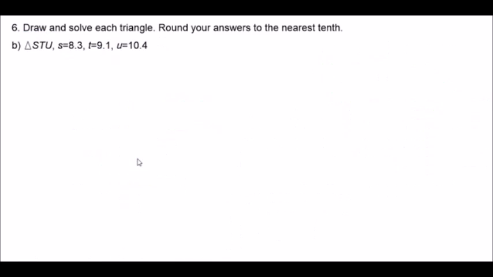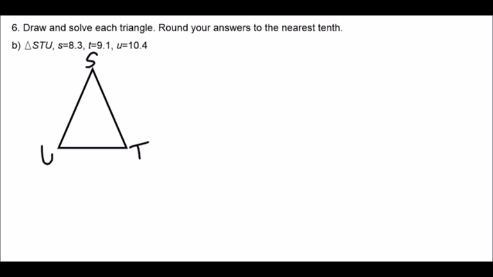So let's go on to part B. Again, draw and solve each triangle around your answers. So let's start with a triangle. And again, I'm not trying to make it accurate. I just want to see a triangle so I can label and figure out what information I have and what tools I can use to solve. So I have triangle STU.